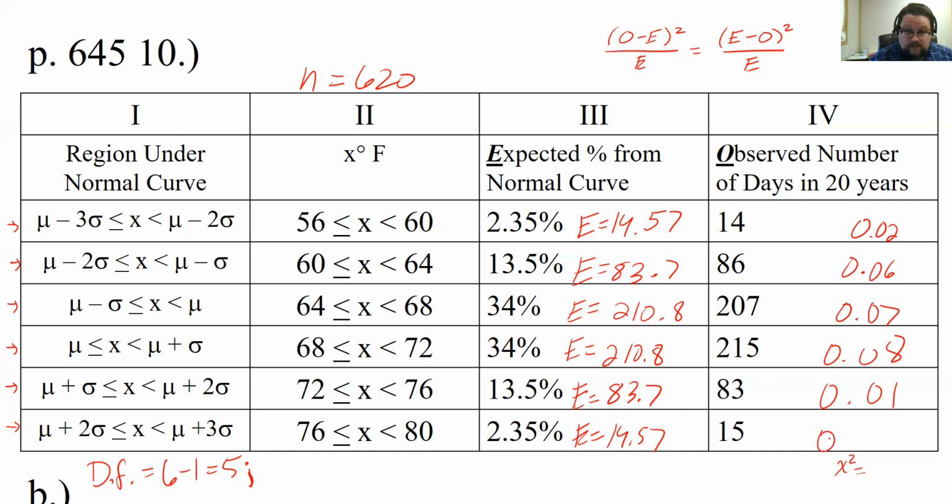So this looks like 0.01 as well. All right, so add all those up, and that'll be our chi-squared value, 0.02. And looks like I got about 0.25, okay, for my chi-squared.